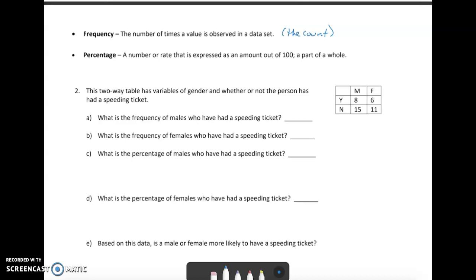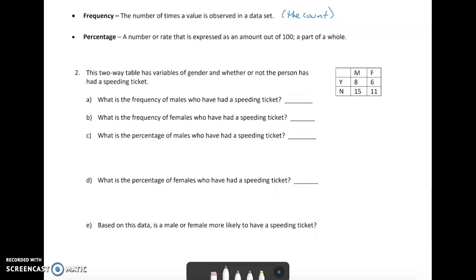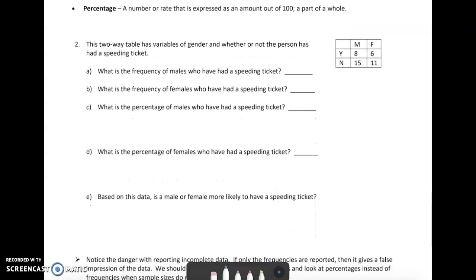Here's an example of how sometimes comparing frequencies can be misleading. So we have a two-way table here. We have gender and whether or not the person has had a speeding ticket. If we look at the frequencies first, what is the frequency of males who have had a speeding ticket? Well, that would be in the male column, a yes answer to speeding ticket would be 8. And then what's the frequency of females? That would be 6. So if we compare the frequencies here, it looks like, okay, males have more speeding tickets. There were more males that had speeding tickets.